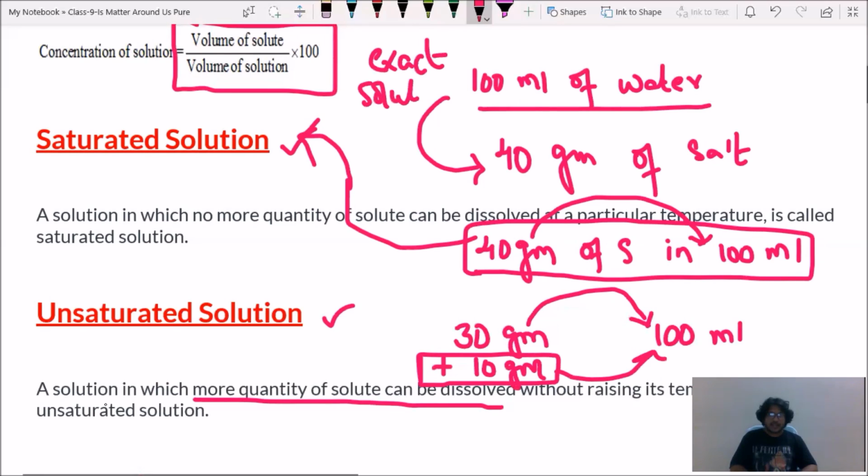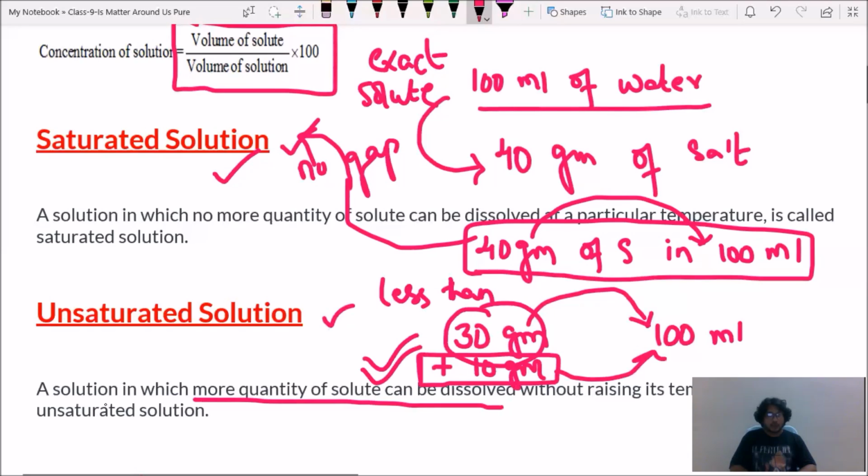So if the exact amount of solute is added to the solvent, that is known as saturated. There will be no gaps and no extra content can be added. Now while coming to unsaturated, it is less than the exact amount. If you are adding less than the exact amount, and if there is space to add, more quantity of solute can be dissolved without raising its temperature. Such types of solutions are unsaturated solutions, meaning still you can add solute, meaning still it will have some capacity to dissolve.